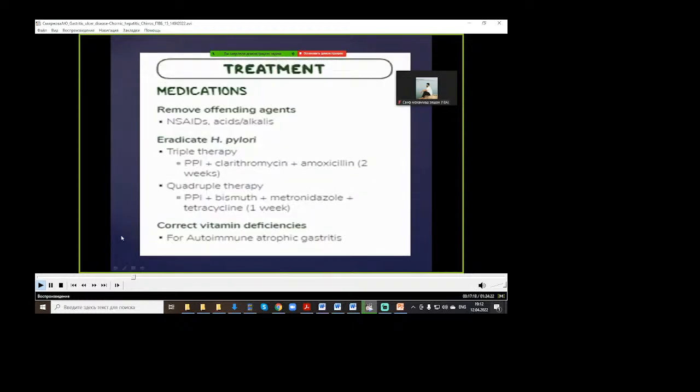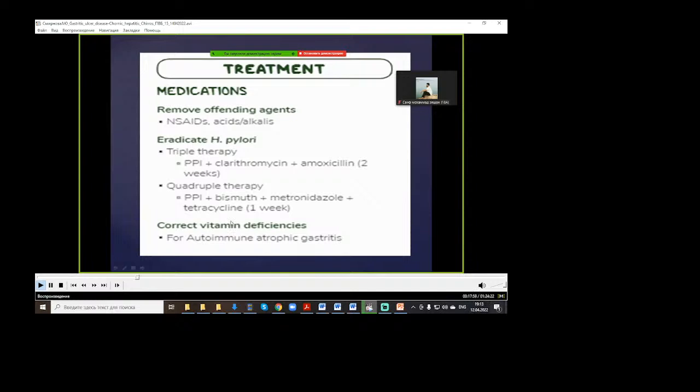Treatment. The main principles of treatment. First, remove offending agents such as non-steroidal anti-inflammatory drugs. If it is Helicobacter pylori associated gastritis, we must apply eradication therapy. We must eliminate Helicobacter pylori. We may use triple therapy or quadruple therapy. This therapy includes proton pump inhibitors, antibiotics, and if it is quadruple therapy, bismuth.